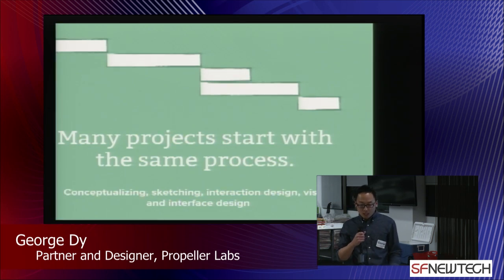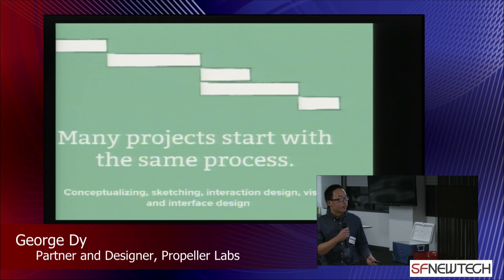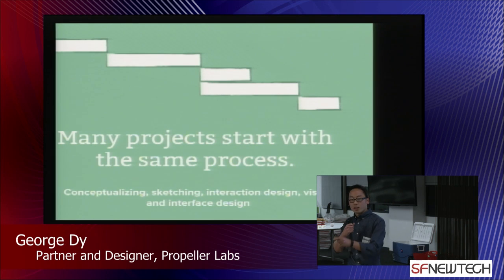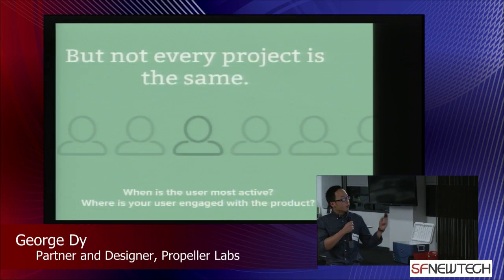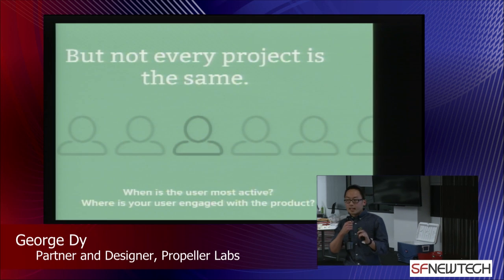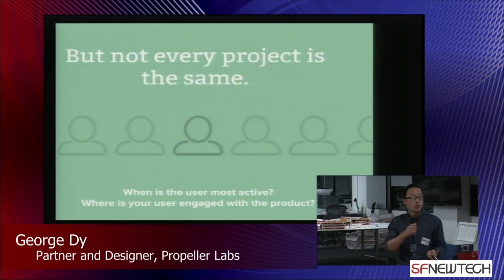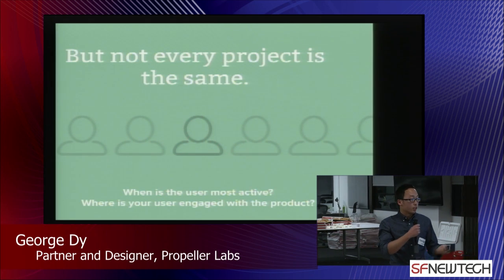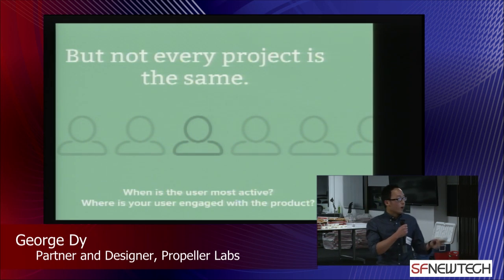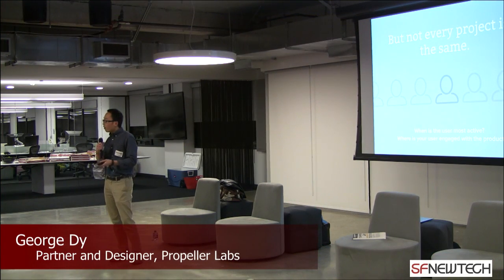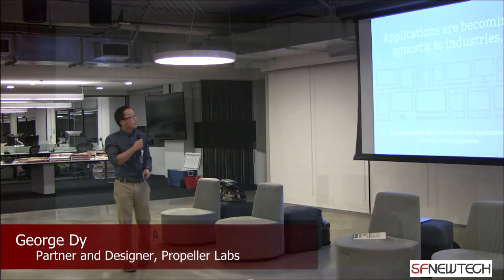So the thing that surprised me was that we work with a lot of agencies, a lot of companies, people that have a process down. They read about how to build or design something. Things like, we're going to conceptualize, we're going to sketch, we're going to go through interaction design, visual design, all these kinds of things. But sometimes they gloss over this idea that they need to build a little bit more context into the research and the design for their applications. Things like asking the question, when is the user most active? Where is your user engaged with the product most? Things that people might feel are implied, but aren't really, and you really need to dig a little bit more into that.